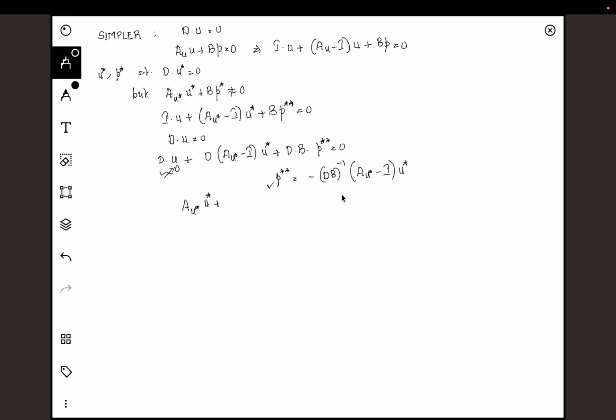But if I take this equation, whatever P double star I got plus this equals to, will this be equal to 0? So I'm using the U star velocity that I have, whatever guess velocity I have given, but I have updated the pressure using the continuity equation to get a field that is consistent with whatever velocity has been given to me. But will it satisfy this equation?